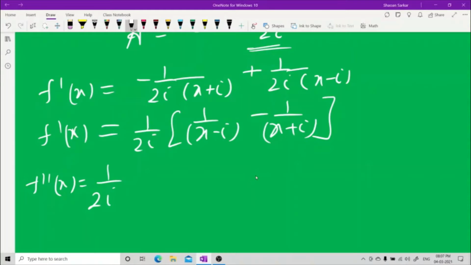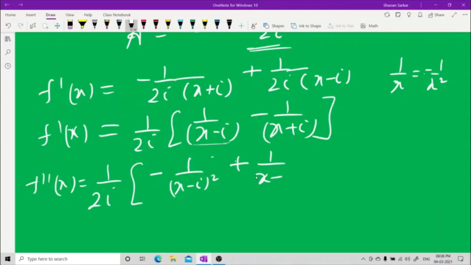Now treat it as 1 upon x. The derivative of 1 upon x is minus 1 upon x square. So take the derivative: minus 1 upon x minus iota whole square, and then the chain rule with this, you will have 1 only, no need to write. The chain rule will give 1 only, it makes no difference. Now this will become minus 1 upon x plus iota whole square.